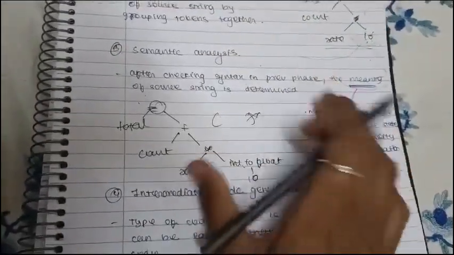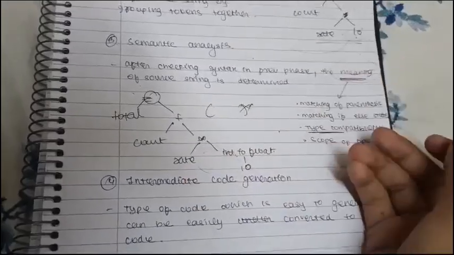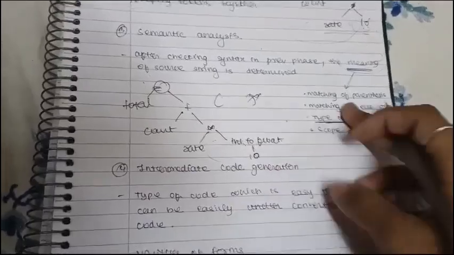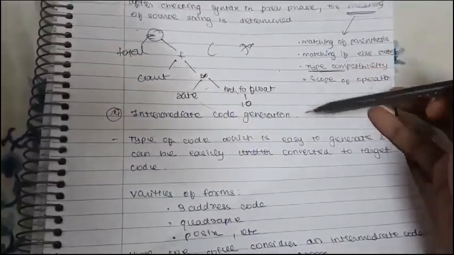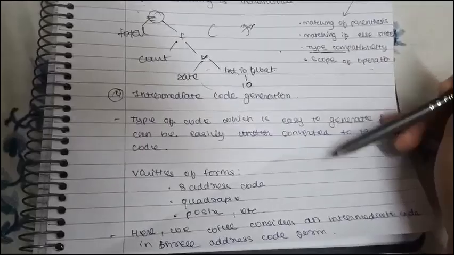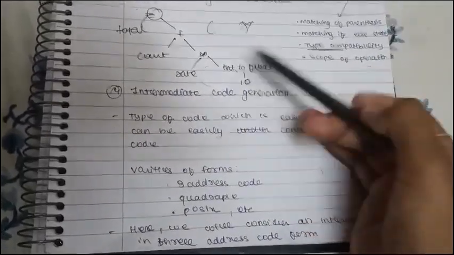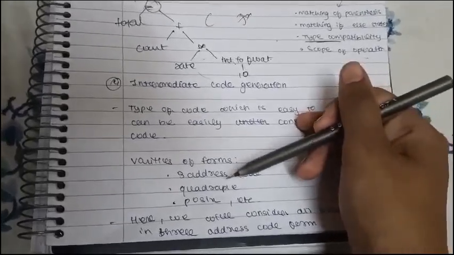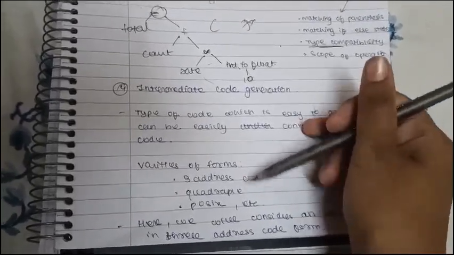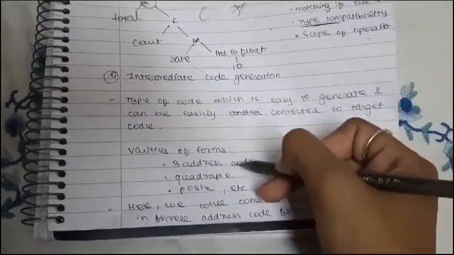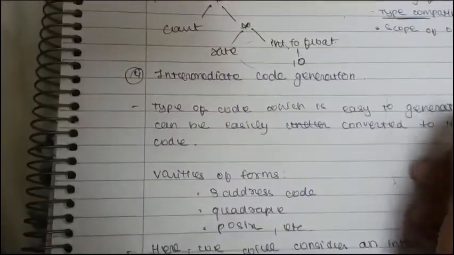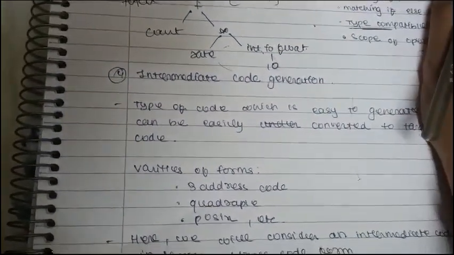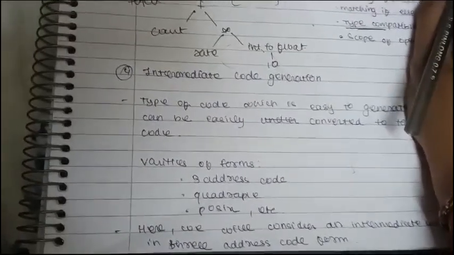After completing this, the intermediate code is generated and passed to the synthesis phase, as we have already seen. So we'll have the intermediate code generation here. The type of code which is easy to generate and can be easily converted to the target code is known as the intermediate code. The varieties of intermediate code are 3-address code, quadruple, postfix, etc. But here we consider the 3-address code format, which means it consists of instructions, each of which has at most 3 operands. That is, not more than 3 operands.